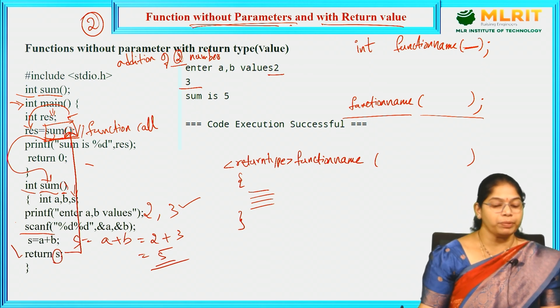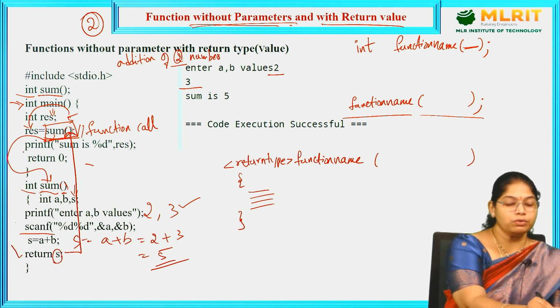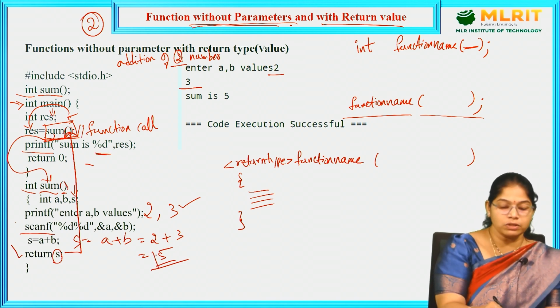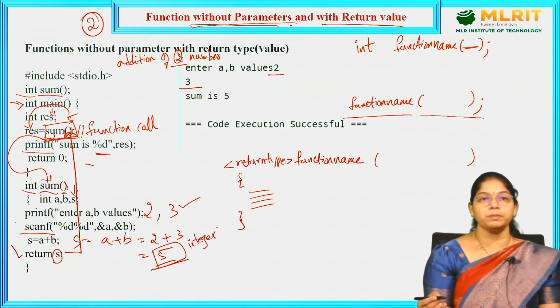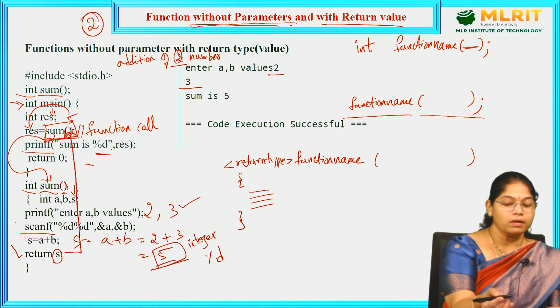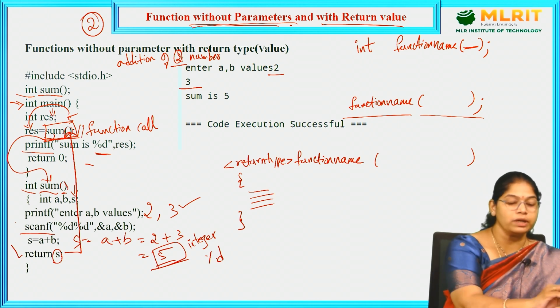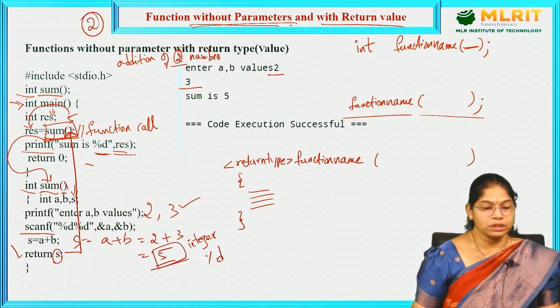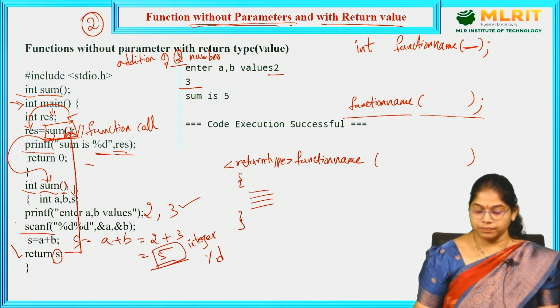If we want to print this, then we have to use a printf function. Printf sum is %d. Why did I use %d? Because 5 is an integer value. So the format specifier for an integer value is %d, comma result, because 5 is stored in the variable result. So here I am printing. So this is function without parameter with return value.